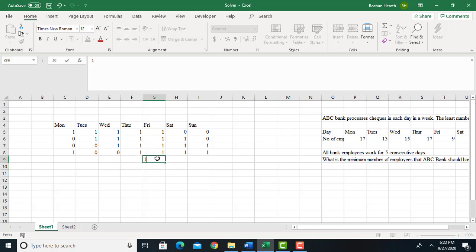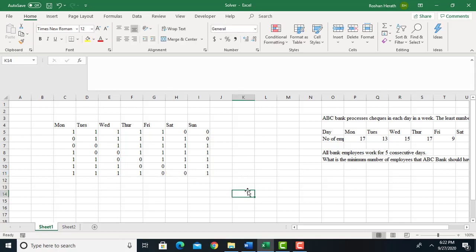Then similarly on Friday, those who start on Friday can get, then we have on Saturday, Sunday is those who start on Sunday, they would take holidays on Friday and Saturday. Right. Now we have developed the kind of roster.